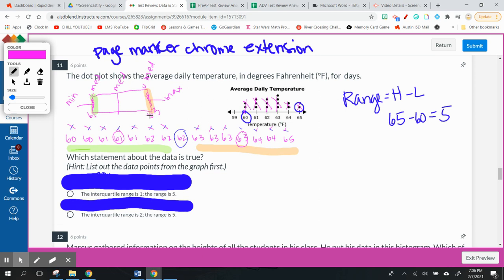All right, guys, we need a difference of that. How far apart are 61 and 63? They're 2 apart. So that means this little nugget is incorrect. And our final answer for this one should be the interquartile range is 2, and the range of the whole thing is 5. A lot of work.